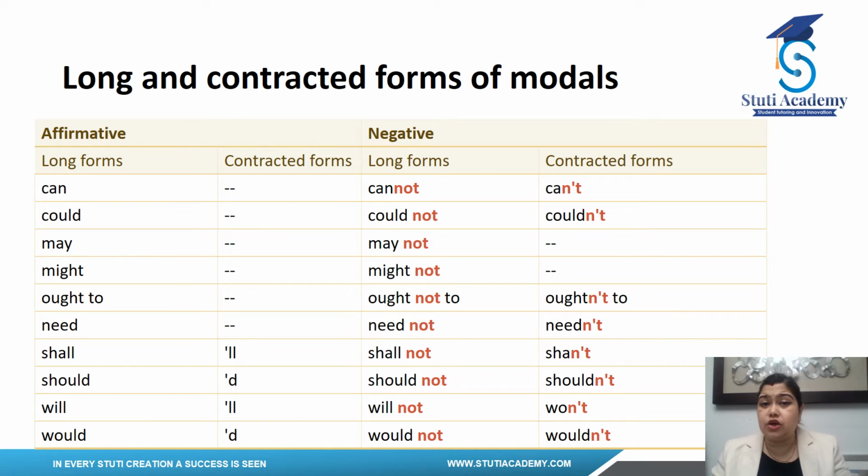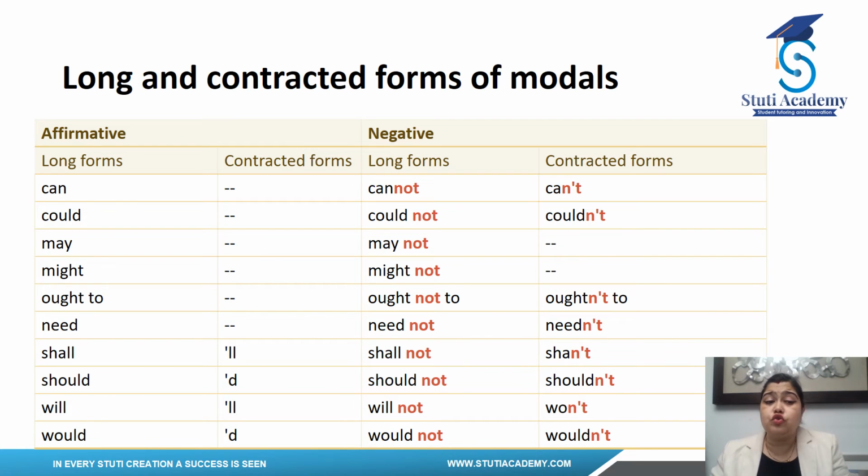Then we have ought to. Ought to again does not have any contracted form. We can't do any shorter than for ought to. So ought not to, oughtn't to. Now when you say oughtn't to, it sounds a little difficult. This is rarely used, but it is used. Ought not to is mostly used in the negative form. Oughtn't to is rarely used, but we can use it. It is the contracted form. Then we have need. Need again does not have a contracted form for affirmative, and for the negative, need not, it is needn't. So need not, needn't.